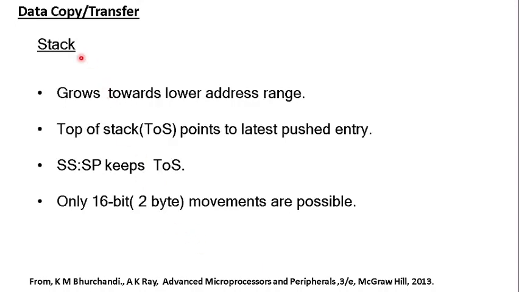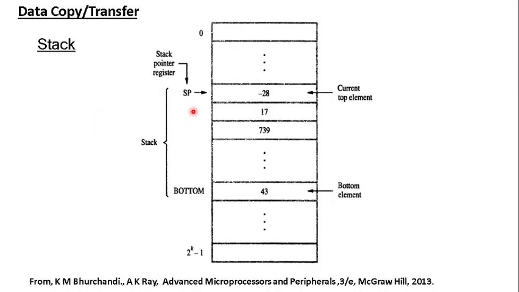The next set of data copy or transfer instructions is with respect to the stack that we have in primary memory. As we know, stack is a last in first out data structure, and let's see how 8086 treats the system stack. In 8086 the stack grows towards lower address range. So this might be a possible visualization of the 8086 stack.